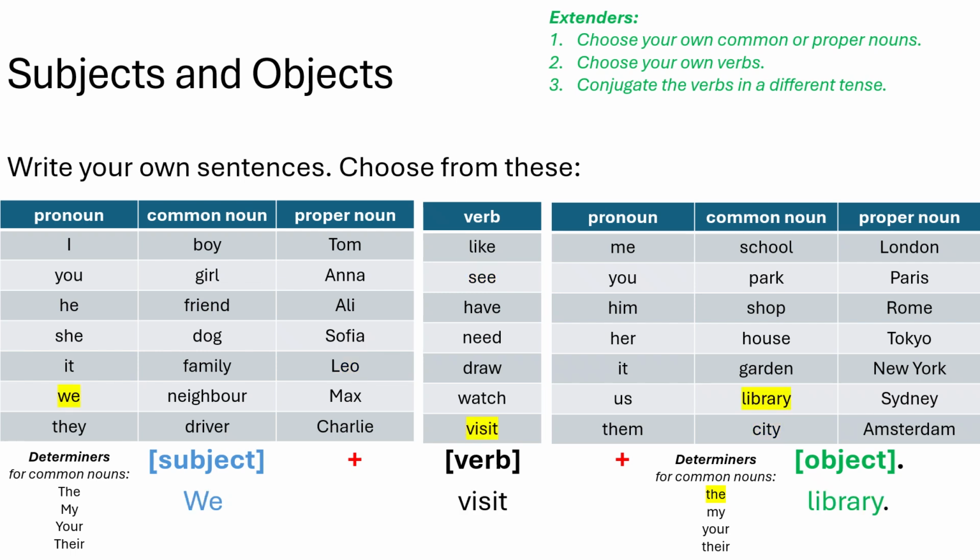Here is another example. We visit the library. Now it is your turn. Write a subject plus verb plus object sentence. Try the extender if you feel confident.